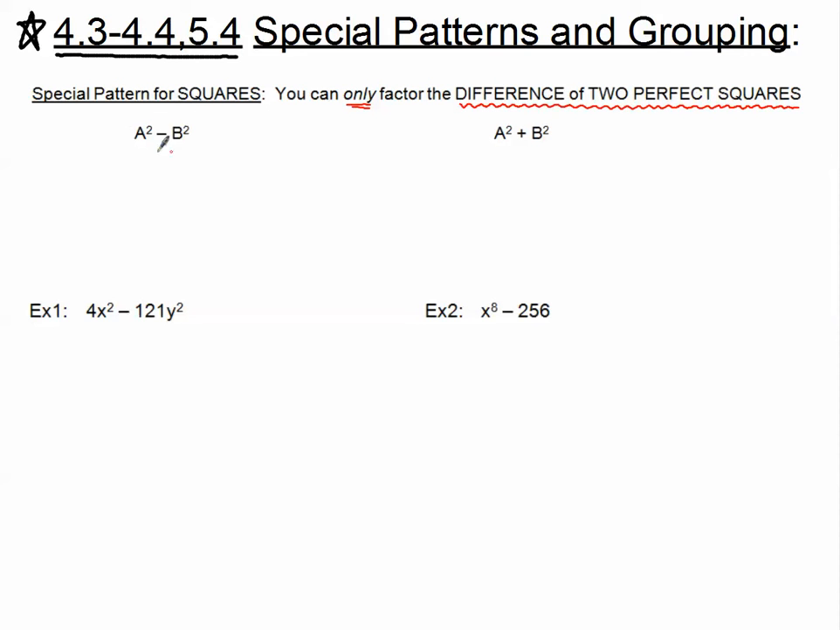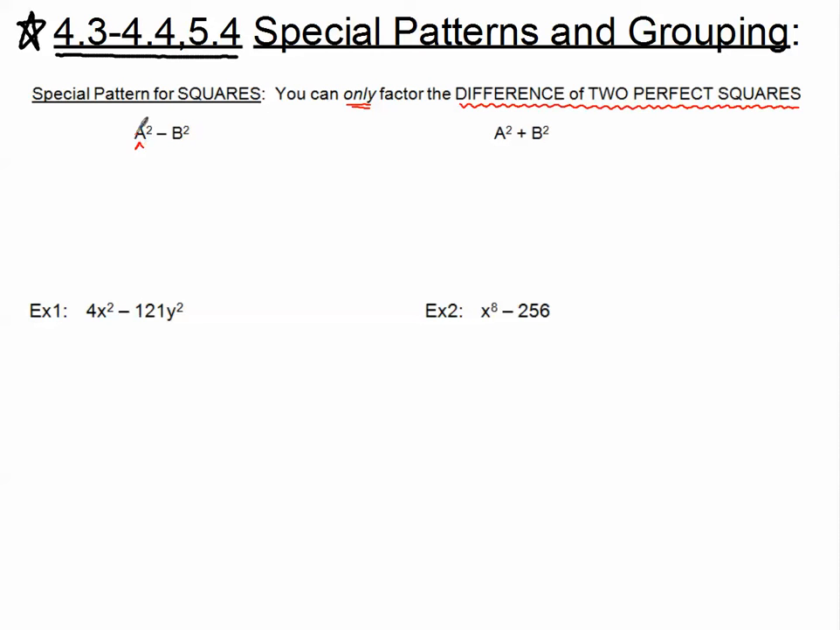First of all, your eyes should be noticing that this is a binomial. And whenever there's a binomial involved, it is going to be some sort of special pattern. This is a difference because there's a minus sign, and there's two things, and each one of those things is a perfect square. So this is a difference of two perfect squares. That pattern is really simple to memorize.